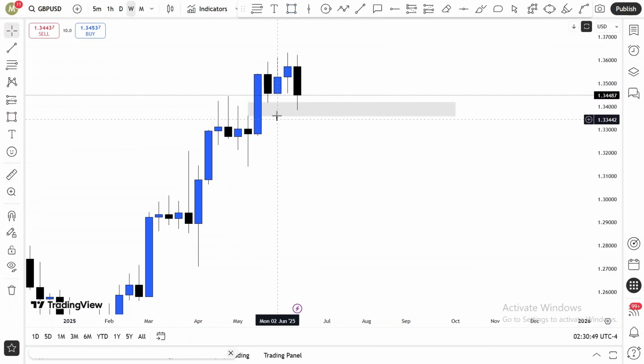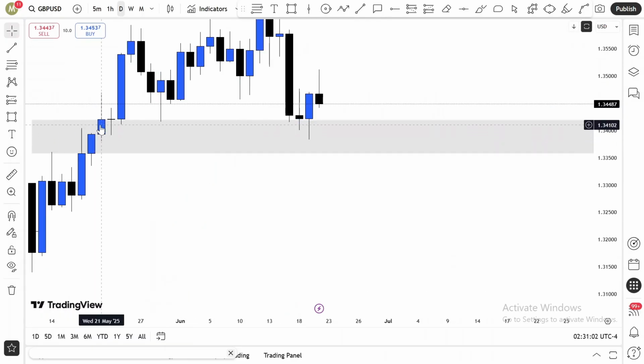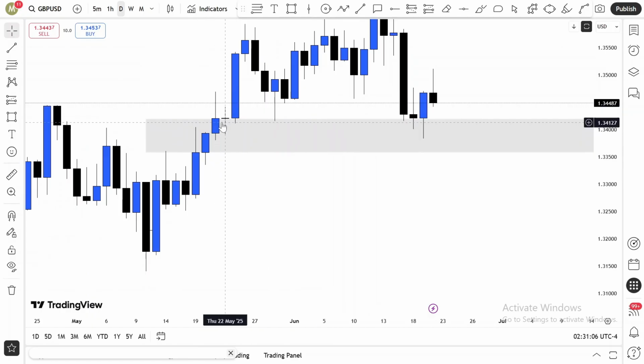Okay, so this is the weekly time frame, right? Let's go down to the daily time frame. We spotted a fair value gap on the weekly time frame, but here on the daily time frame, you can see that there is no gap. Have you seen? There is no gap here, but price reacted off this zone, which means what happens on the higher time frame has more impact on the lower time frame.